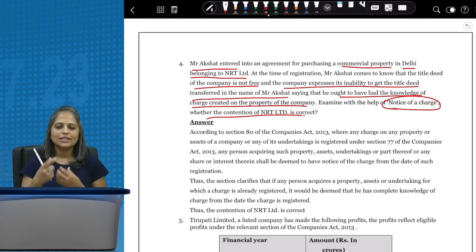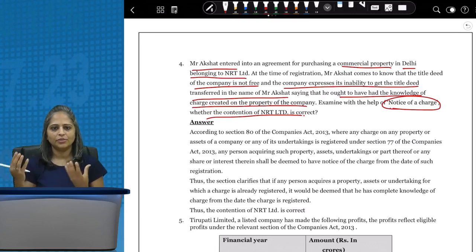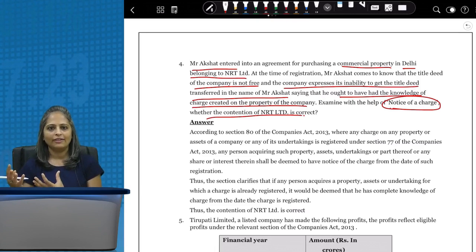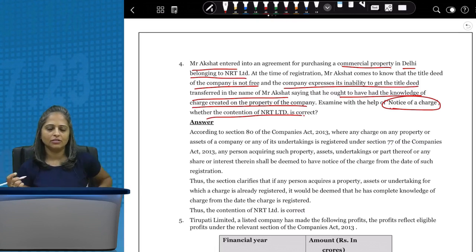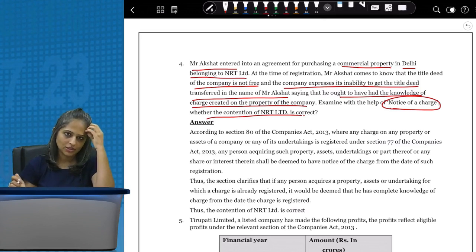And once a charge has been created on the assets of the company, the company is required to intimate the charge to the registrar of companies, and the registrar will take it on record. Once the registrar takes it on record, it is a matter of public notice. Anyone who is dealing with the company is assumed to have had a look at the charges which are registered as a charge with the registrar of companies.